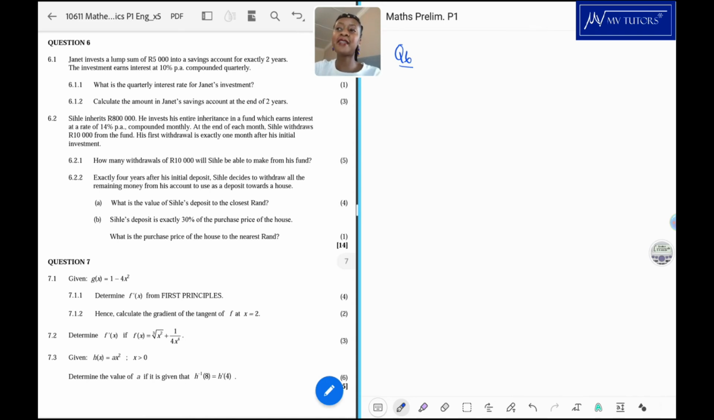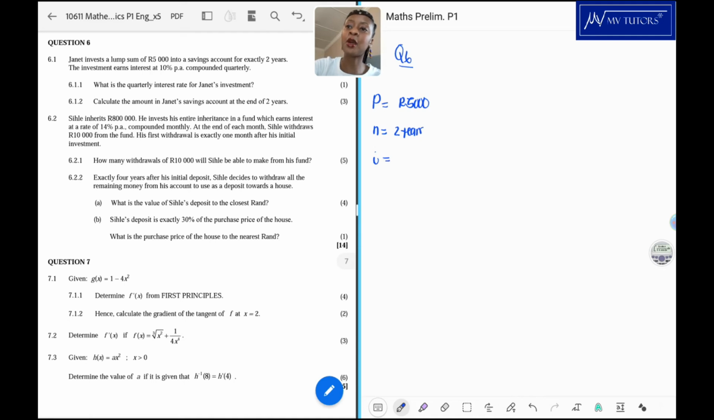So it says Janet invests a lump sum of 5,000 into a savings account for exactly 2 years. Okay, I'm just gonna write down the info as we go. So she invests a lump sum. Okay, so her investment amount is 5,000 Rand for exactly 2 years. Okay, the investment earns interest at 10% per annum, compounded quarterly.